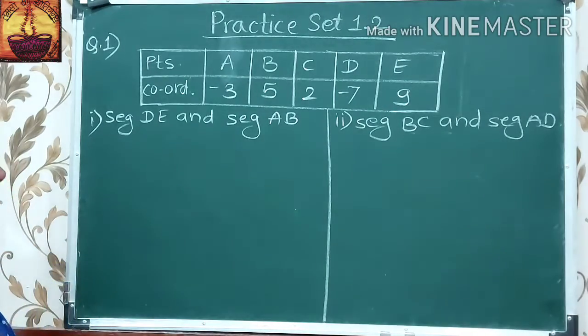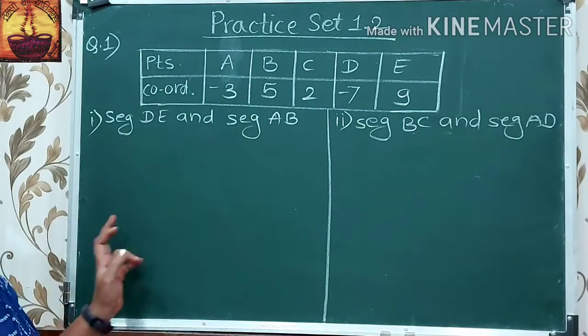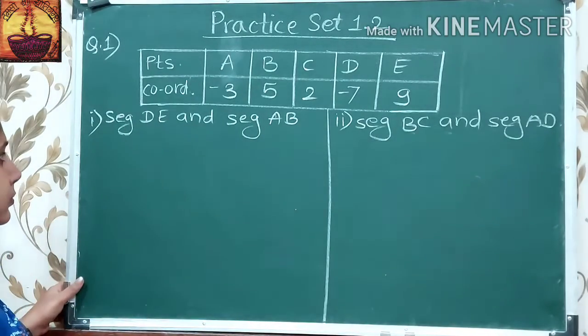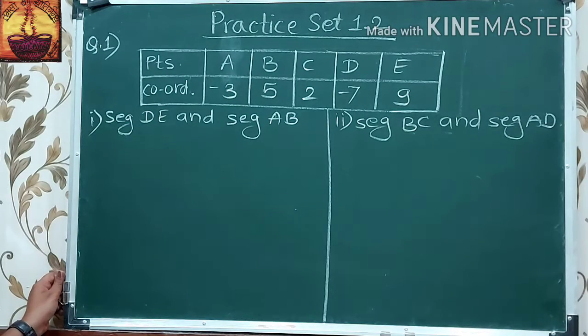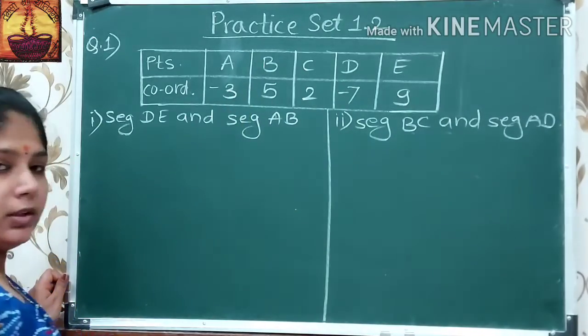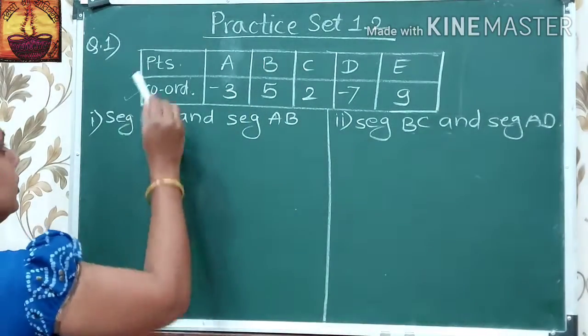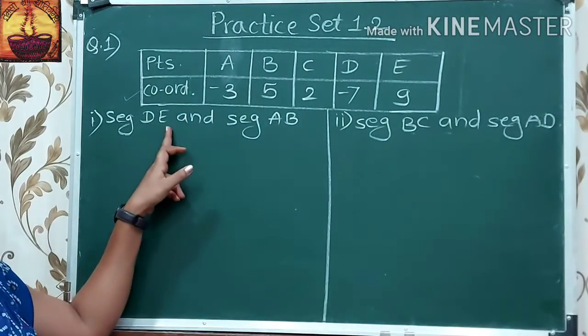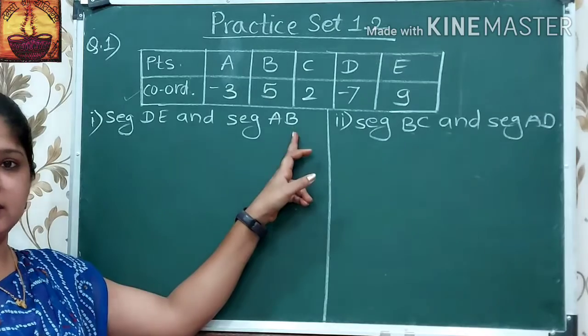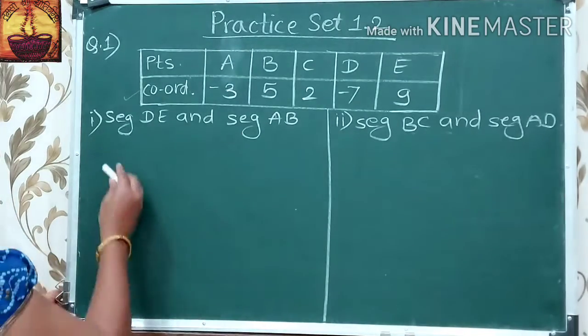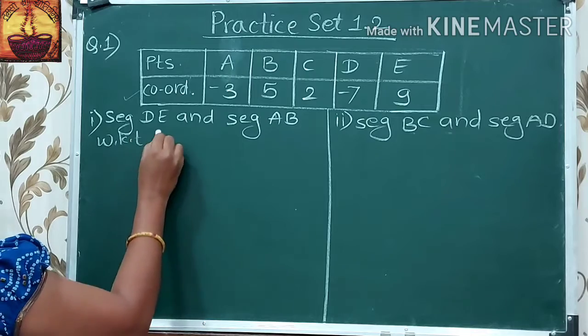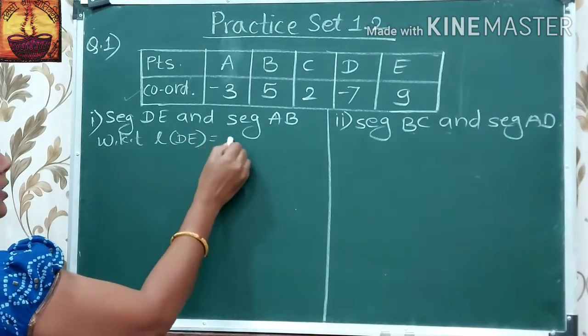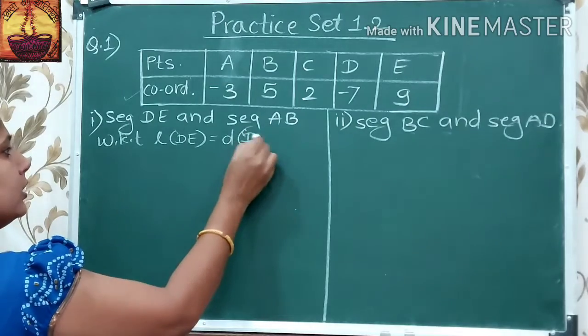When their length is same, then the segments are congruent. Here, are the segment DE and AB congruent or not? We have to find first their length, and there are some points and their coordinates on a number line. From this information, we calculate distance between point D and E and distance between A and B. And we know that length DE is equal to distance DE.